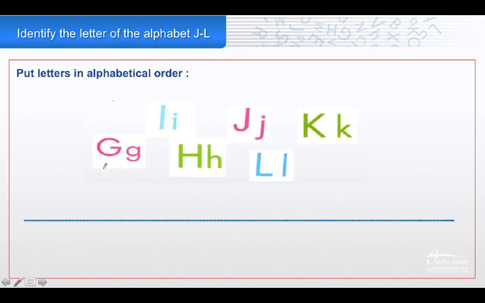The first thing that's right here, we will number 1, G. Number 2, that's right, H. Number 3, we will I. That's right. Number 4, that's right, J. Number 5, is K. That's right. Number 6, the last one is L.